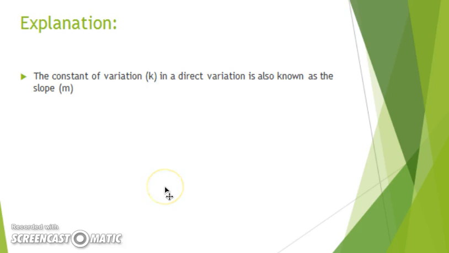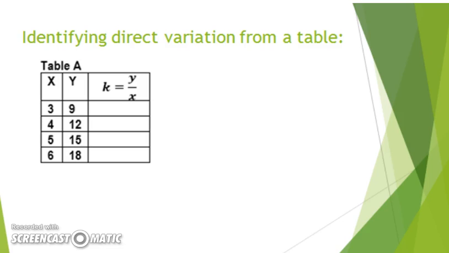The explanation here is the constant of variation, our k, in a direct variation is also known as the slope. We talked about slope last week. Slope is labeled as m. They mean the same thing. K and m are the same exact thing. All right, let's get into finding if it is a direct variation.